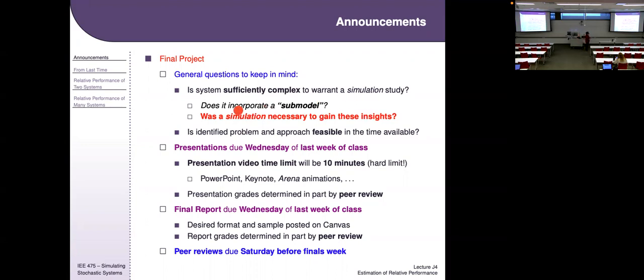I used to give this kind of heuristic, does it incorporate a submodel? What we meant by that is if you have a sufficiently complex section of code in Arena, you can highlight it and create a submodel, which hides it behind another block, so that it hides that complexity away. And so we used to use that as our litmus test. If it makes sense to incorporate a submodel, it's probably complex enough. But really the big thing is, regardless of whether it uses a submodel or not, do I really need the sim to gain any insights, or is the sim just demonstrating something that I already knew ahead of time? If it's already demonstrating something you knew ahead of time, you probably don't need the sim.